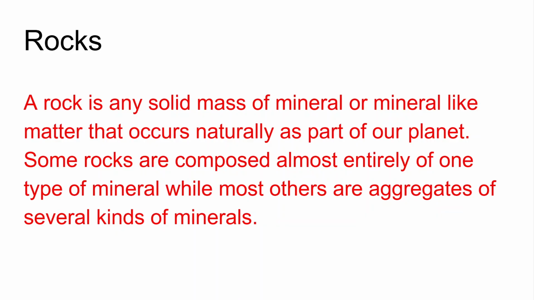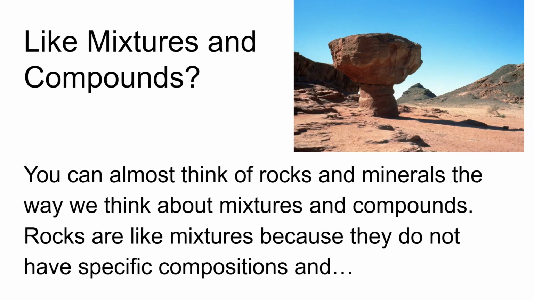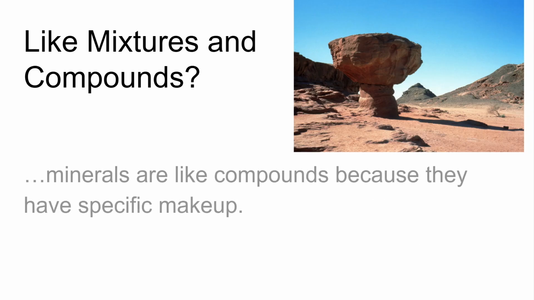Okay, and then rocks. A rock is any solid mass of mineral or mineral-like matter that occurs naturally as part of our planet. Some rocks are composed almost entirely of one type of mineral, while most others are aggregates of several kinds of minerals. If you want an analogy for this, you can go back to your chemistry or physical science class days and think of mixtures and compounds. Rocks are like mixtures because they don't have specific chemical compositions, and minerals are like compounds because they have a specific makeup with those minor variances that appear as color.